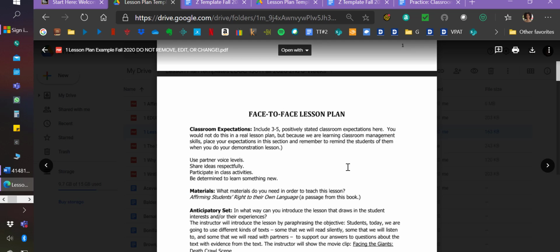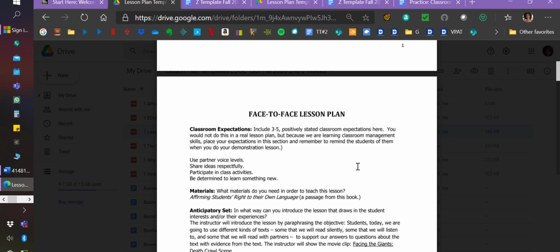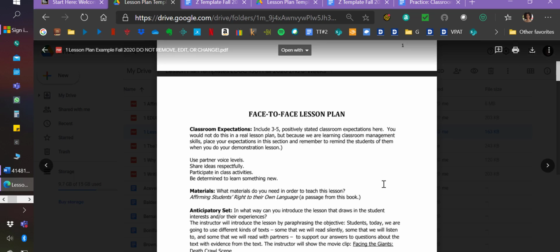And so if you look at the example I've provided for everyone, this is what your finished product will look like. Your space for the expectations is here, and you will write them in this space right there. Underneath that, you've got materials, and you can go ahead and list the materials that you think you need for your classroom lesson plan.